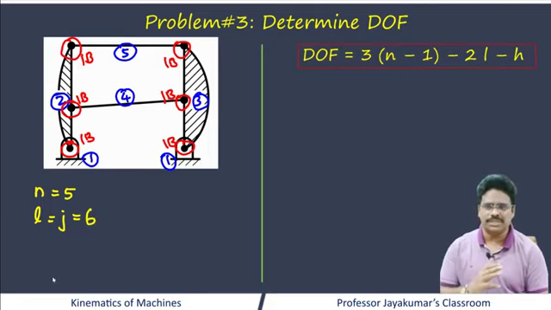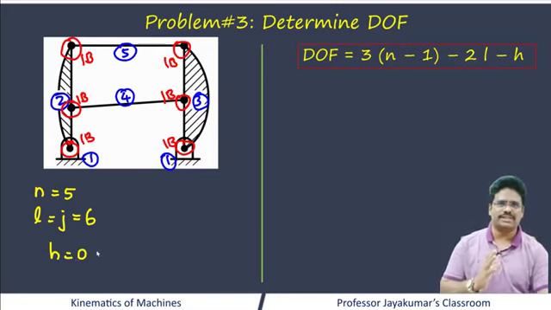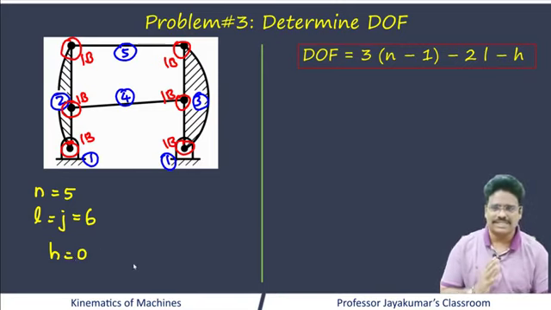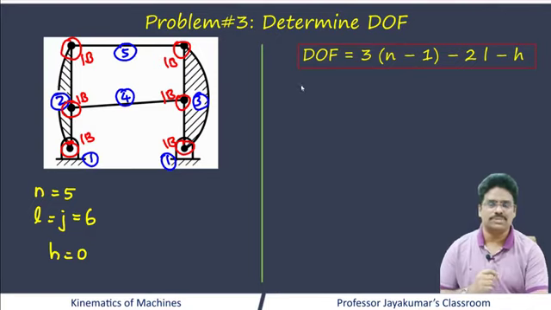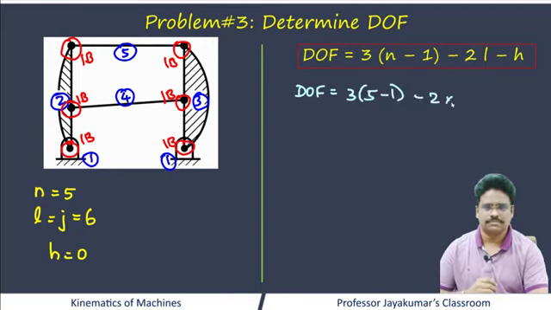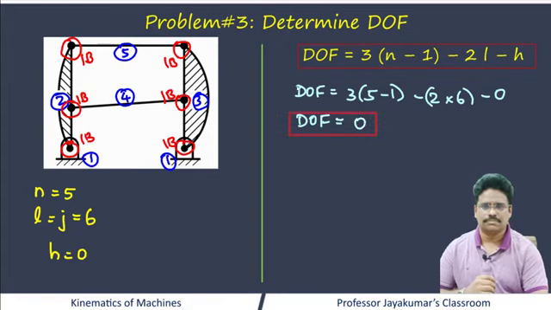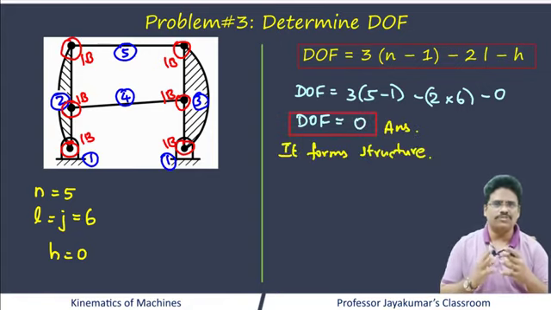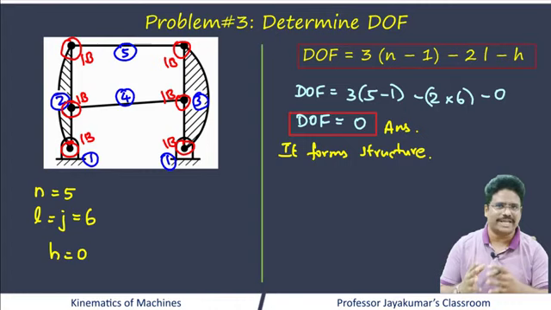Is there any higher pair? So easy. There are no higher pairs, no point contact, no line contact, and hence H is equal to 0. Substituting them in this formula, we will be getting the answer. So degrees of freedom equal to 0. That means this mechanism forms a structure.